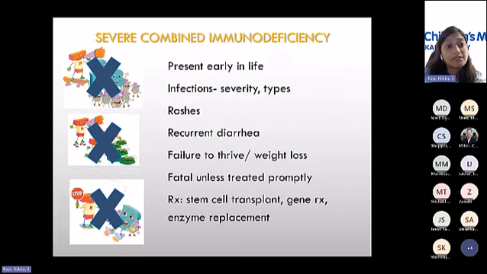These patients, for SCID particularly, present early in life with infections of all kinds, bacterial, fungal, opportunistic. They present with rashes or diarrhea. They have failure to thrive. And SCID, as we know, is fatal unless it's diagnosed early and treated promptly. Treatment involves stem cell transplant. We know that there are gene therapy protocols that are present, but that's research based. And for particular types of SCID, enzyme replacement can be used as a bridge.